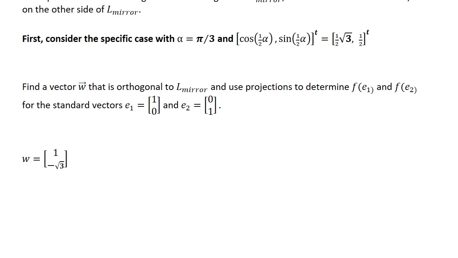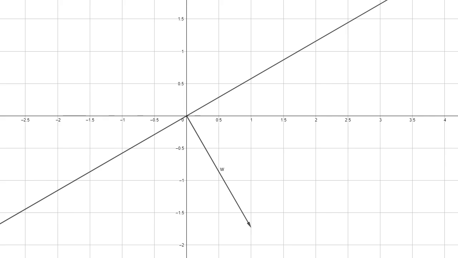So now the second half of the question: use projections to determine f of E1 and f of E2 for the standard vectors E1 and E2. So what does that mean? Well, let's start by drawing E1 and E2 first. So E1 looks like this here, and E2 looks like this here. So there's E1 and E2.